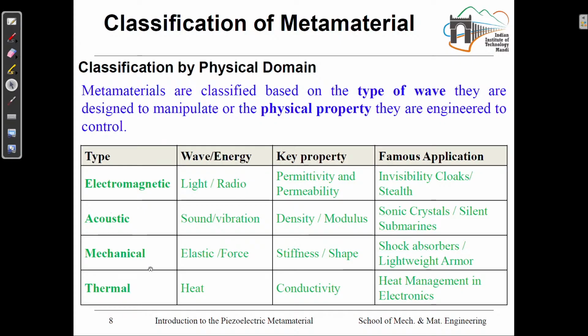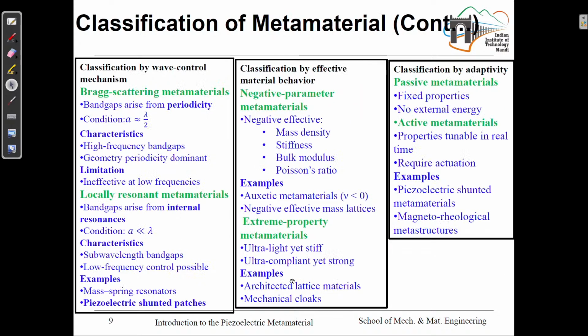In the mechanical domain, we have elastic waves, right? And we are interested in determining stiffness, or even other mechanical properties. Then the thermal domain, with heat waves, where we are interested in, for example, conductivity and so on. So that is only one way of classification of metamaterials. We have other bases as well, for example, classification by wave control mechanism.